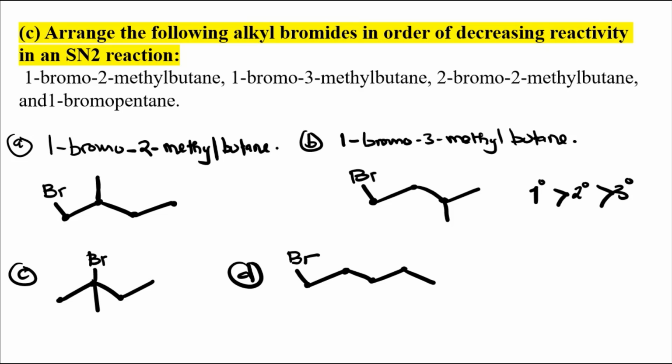Okay, so now let's assign the degrees of these alkyl bromides that they've given us. We know that this is first degree because the carbon where the bromine is attached here is a primary carbon. This one is also first degree because the carbon where the bromide is attached here is a primary carbon. This is a tertiary. Why? Because the carbon where the bromide is attached here is attached to 3 other carbons. This is primary. Why? Because the carbon where the bromide is attached here is attached to just 1 other carbon.